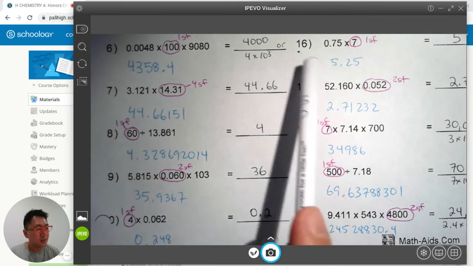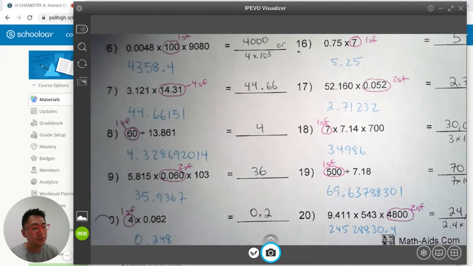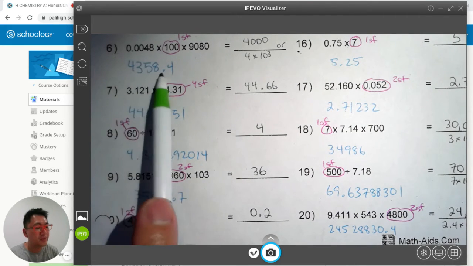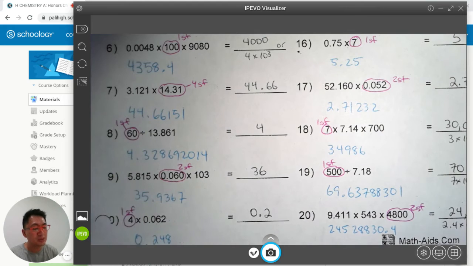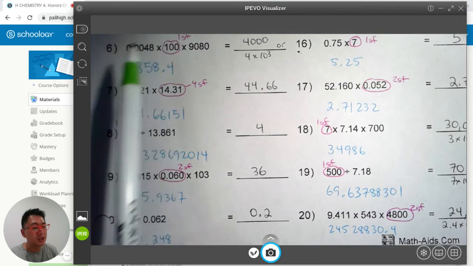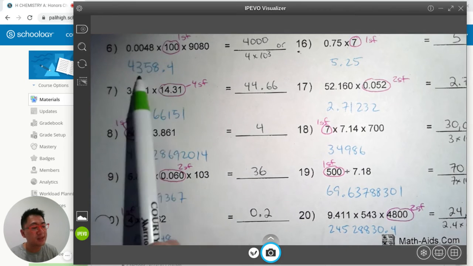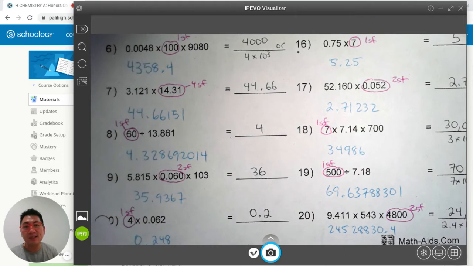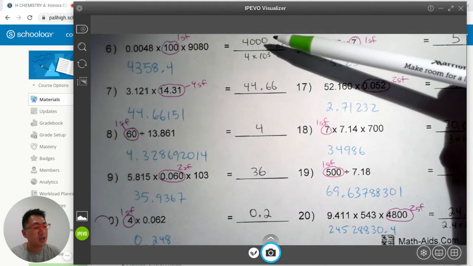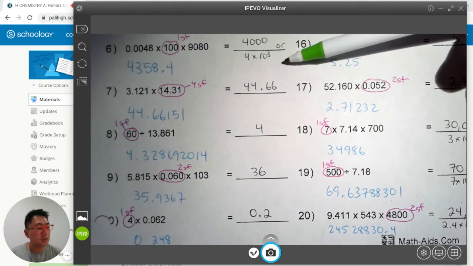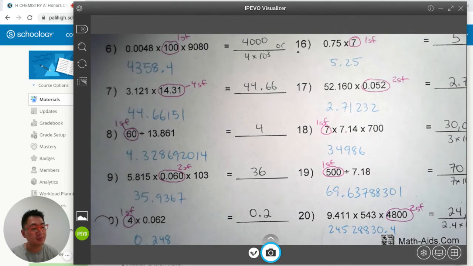So here's the answer: 4,000 or 4 times 10 to the third. The numbers in blue are what I get in a calculator. Since in question number 6 that 100 is 1 sig fig, I need to round this to 1 significant figure, or 4,000, or if you want scientific notation, 4 times 10 to the third. Both of them are correct. It's not that one is better than the other. They are both 1 sig fig.